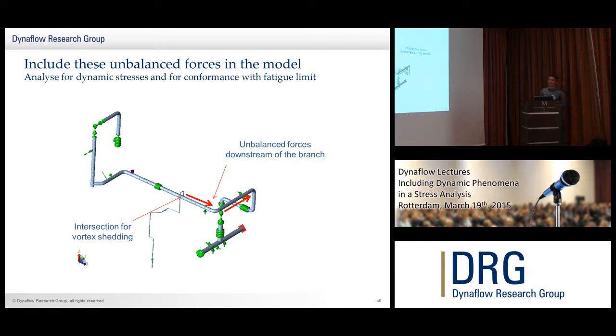So we've calculated a pressure, let's say for our system here, around 10 kilopascals. Now, as we've done for the other unbalanced forces, we simply multiply that pressure by the cross-sectional area and put that into the piping model downstream of the intersection leading to vortex shedding.